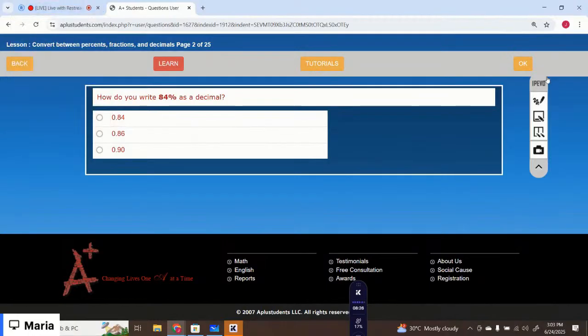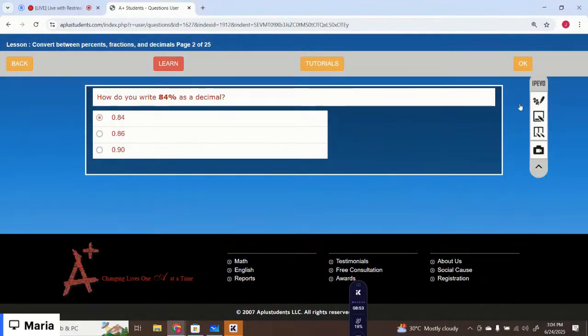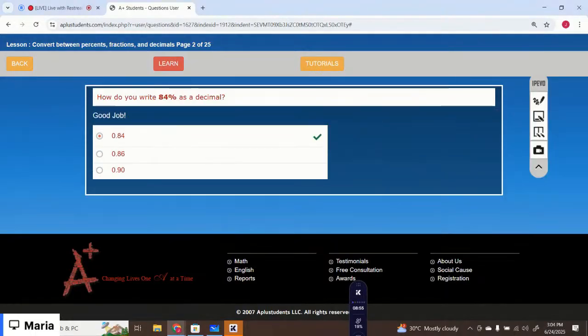How to write 84% as a decimal? That is 84 over 100. 84 over 100 equals 0.84. Option number one is the correct option, 0.84.